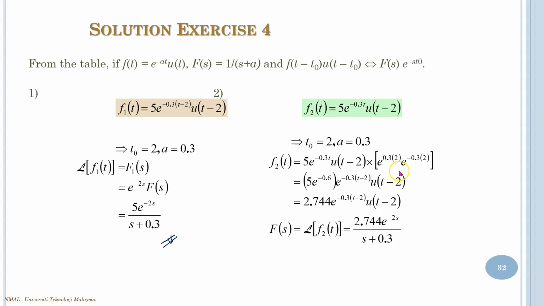So when you multiply like this, you rearrange so that you can put exponent negative 0.3 (t minus 2) u(t minus 2), and this one becomes a constant. This one will become 2.744. You just solve this without performing any Laplace transform, because it is just a constant, and then this one has the same form. So this part is similar to this part, without the constant. Then multiply back by the constant 2.744. So this is the value for the Laplace transform of f2(t), F2(s).